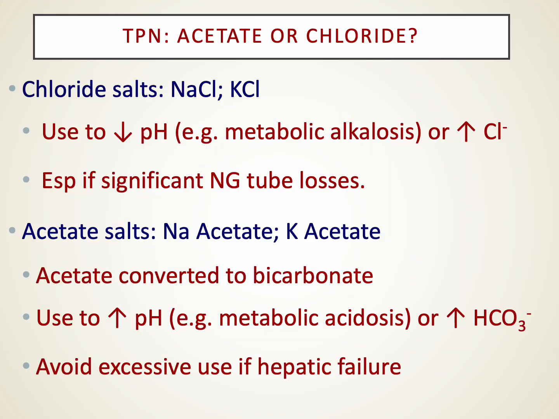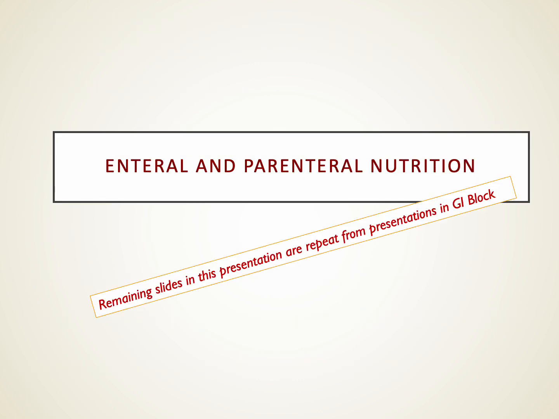So we'll use chloride salts to lower pH, for example, if a patient's in metabolic alkalosis, and we'll use an acetate salt in their parenteral nutrition if we want to increase pH. So we kind of will titrate their electrolytes in the solutions that they get accordingly. All right, let's now talk about those nutrition solutions we'll use. There are both enteral and parenteral.